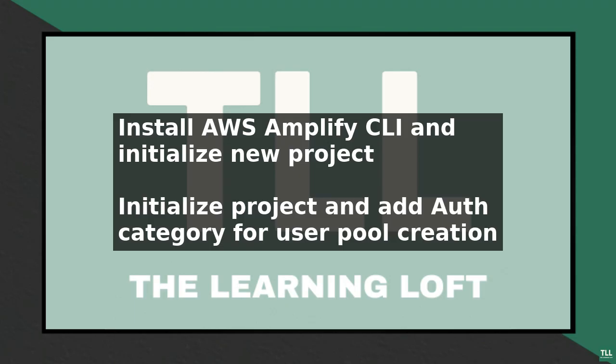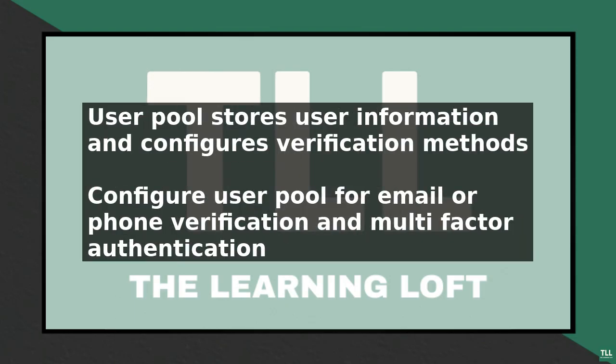Once you have initialized the project, you can add the auth category, which will create a user pool for you. A user pool is essentially a user directory that stores information about your users. You can configure the user pool to require email verification, phone number verification, or even multi-factor authentication.